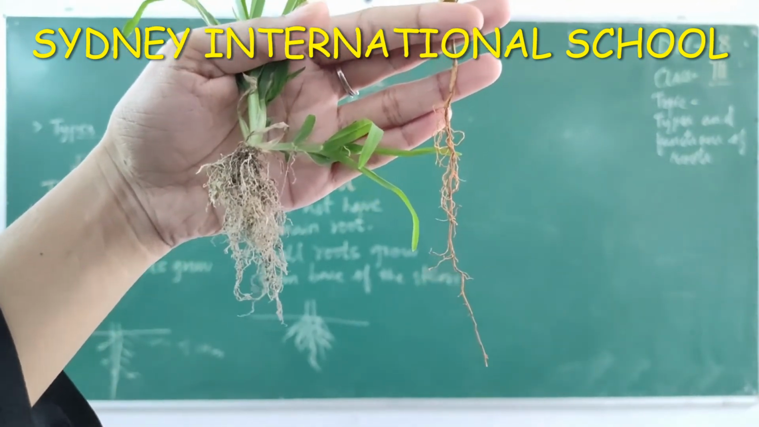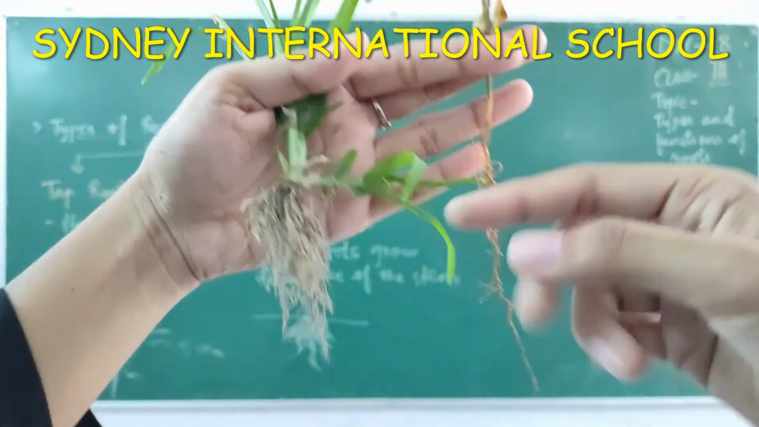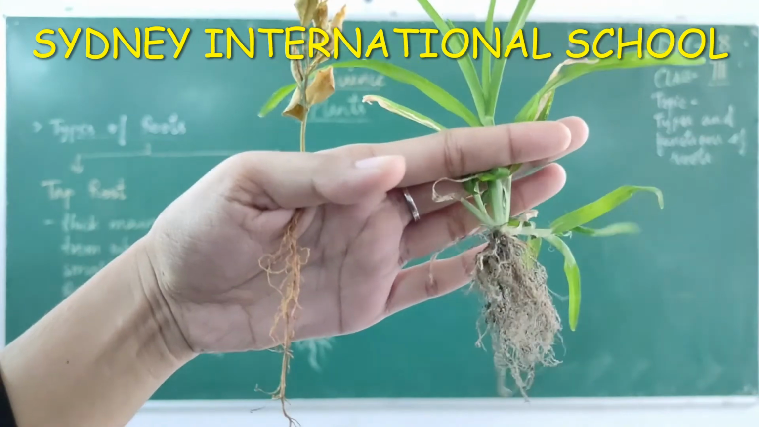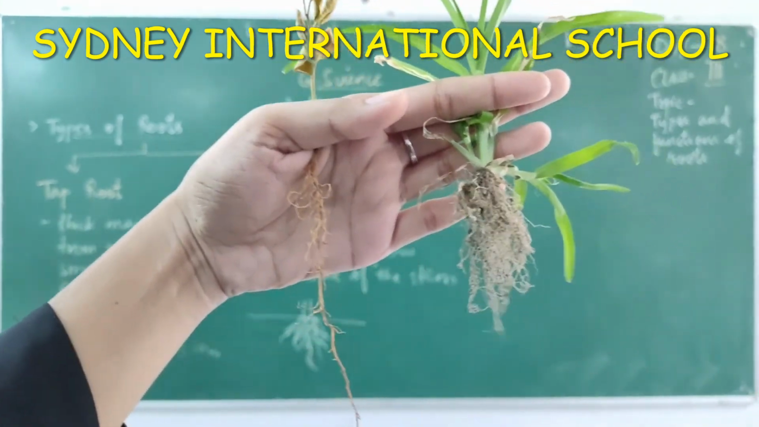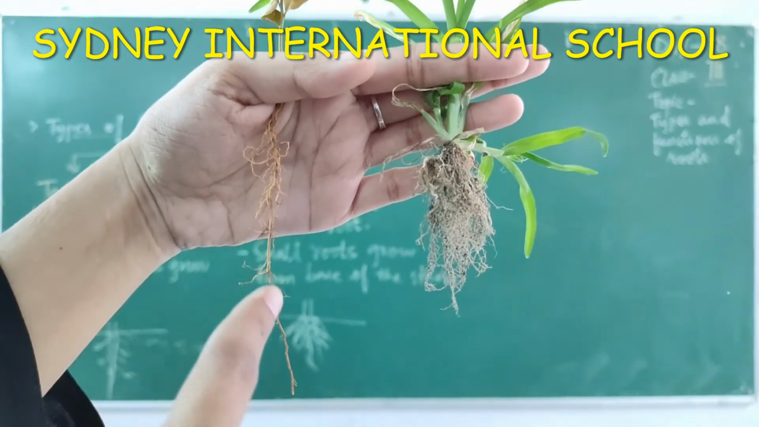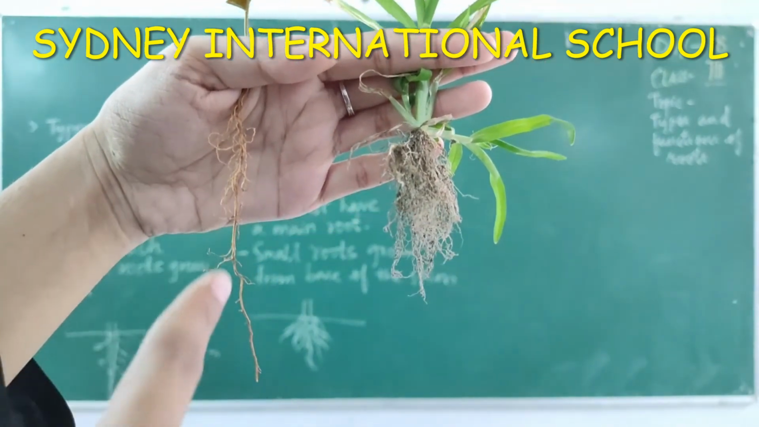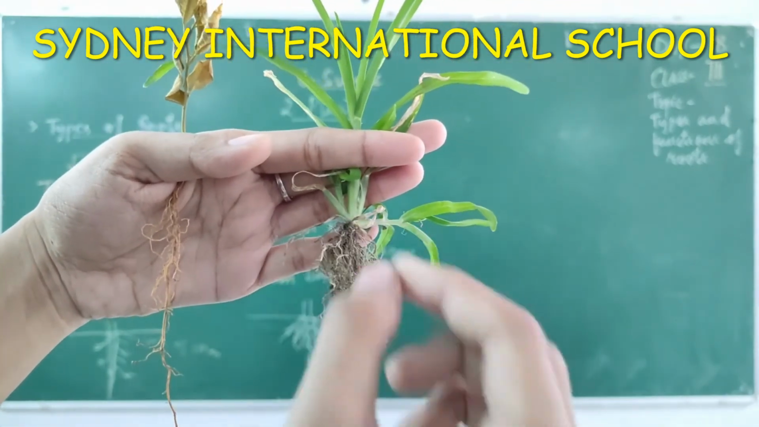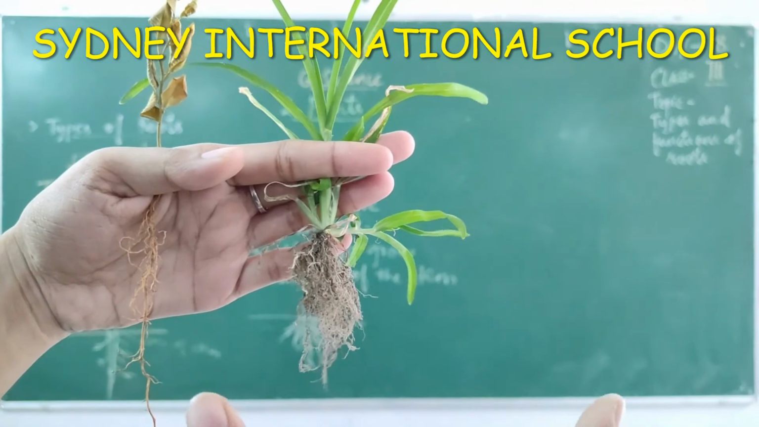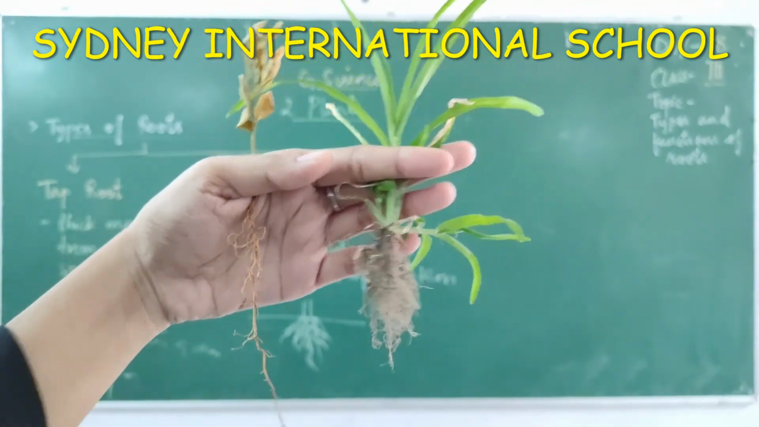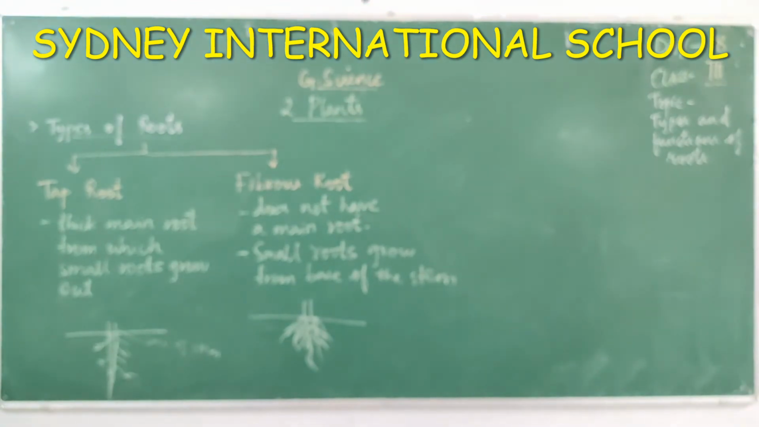See the difference. This is taproot. This is fibrous root. I explained like this, so I'll hold it also like this only. Okay? Taproot, fibrous root. Taproot will have one thick main long root from which small roots are coming out, and fibrous root is directly from the base of the stem. A bunch of small roots will come out. It looks like a bush. Now, next topic we will go for functions of roots.